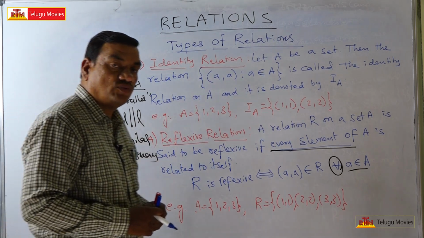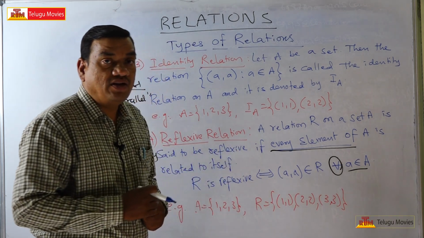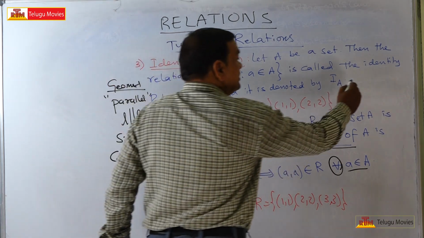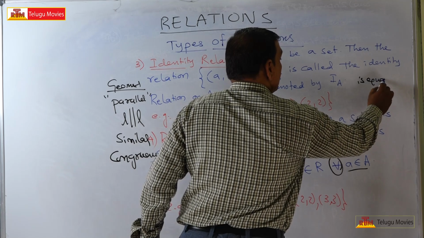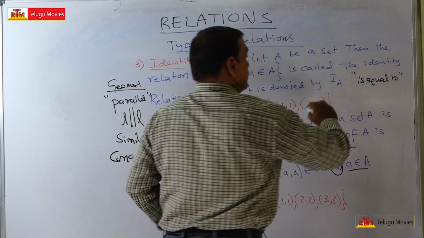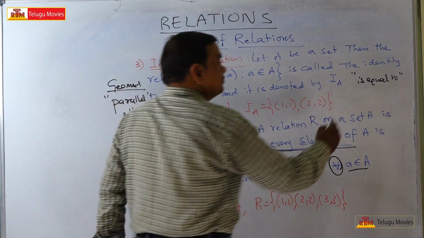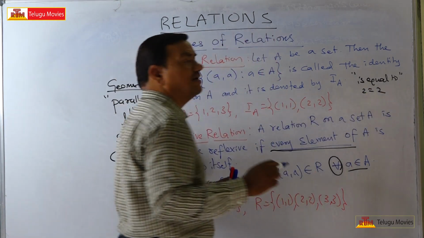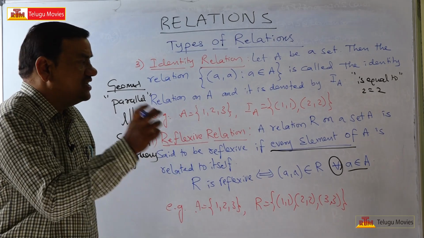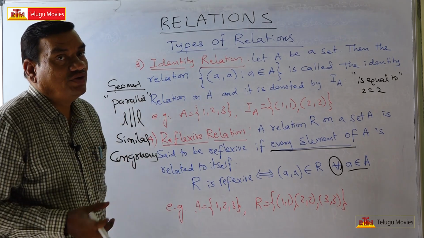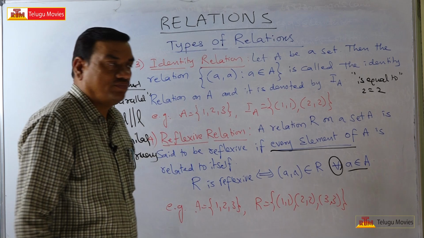Coming to number theory, for example, is equal to. This relation, is equal to, is a reflexive relation. Why? 2 is equal to 2. That means every number is equal to itself. Therefore, the relation is equal to is a reflexive relation.